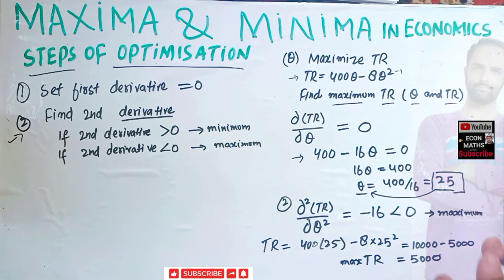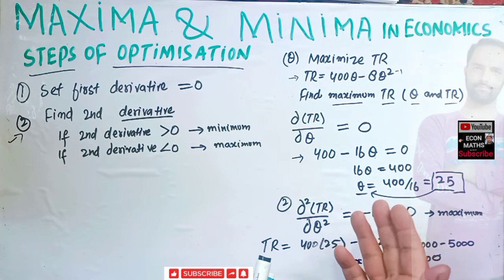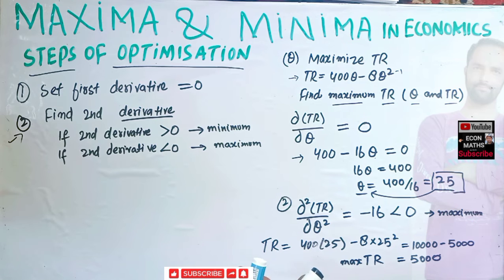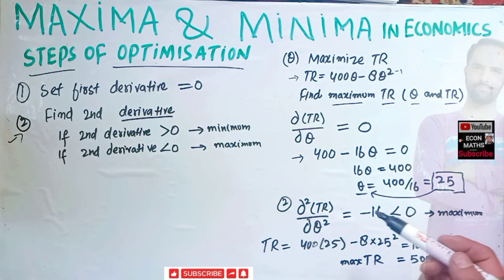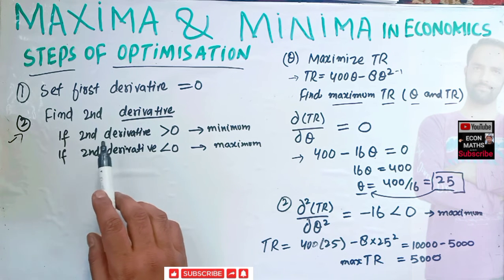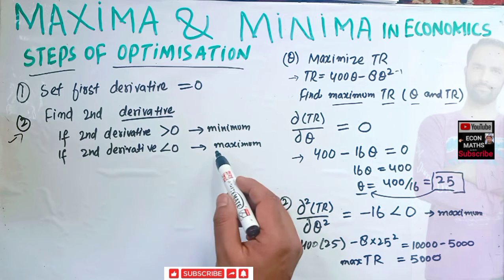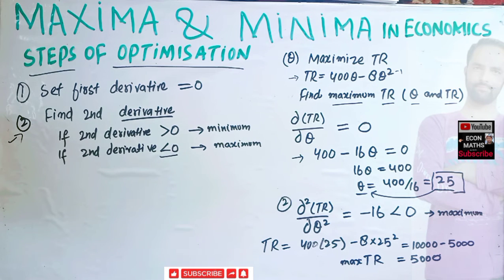So the simple thing in optimization, if we are being given the total revenue function or profit function or any function, to check whether we got the maximum value or not, we just need to find out the second derivative. If it came out to be less than 0, then we have the maximum.